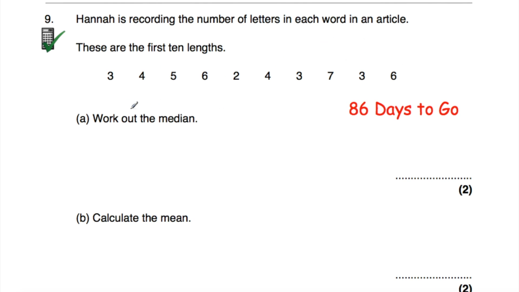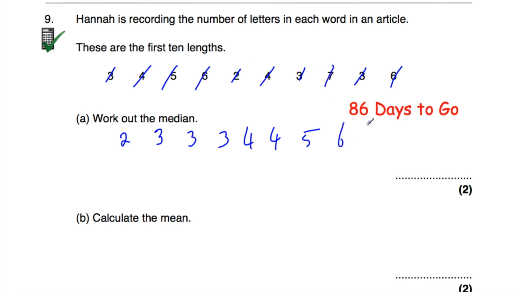And we've been asked to work out the median. So we need to put these numbers in order. So we're going to go for 2, that's the smallest. And then we've got 3 threes. And then we've got 2 fours, so 4, 4. And then a 5, and then a 6, and a 6, and a 7.